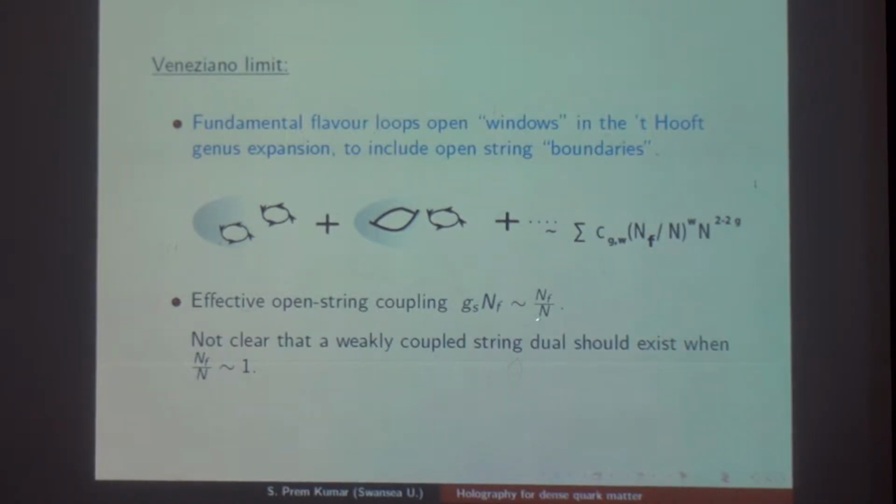And you can argue, there are string theory arguments which tell you that this Nf over N is actually equivalent to something that we call the effective open string coupling on the probe or flavor branes. So if Nf over N is of order 1, then the effective open string coupling on these probe branes is of order 1, and then you don't have a way to use weakly coupled string theory or even classical supergravity to understand what's going on. So there is a conceptual problem in asking whether we can use AdS/CFT to describe a Veneziano limit for a gauge theory.